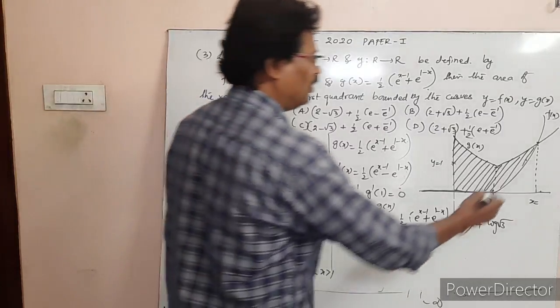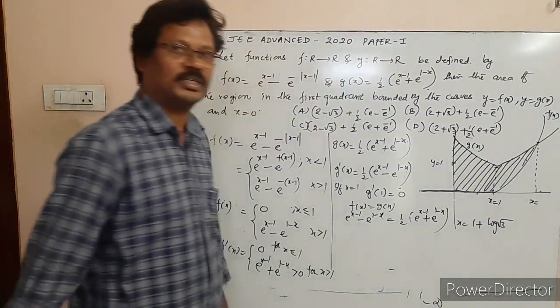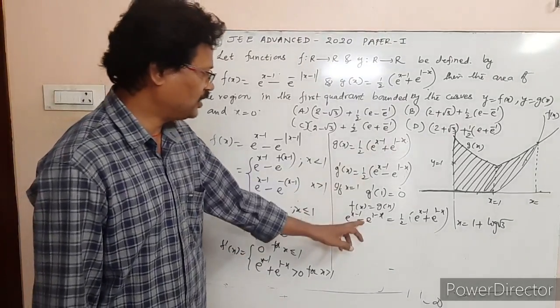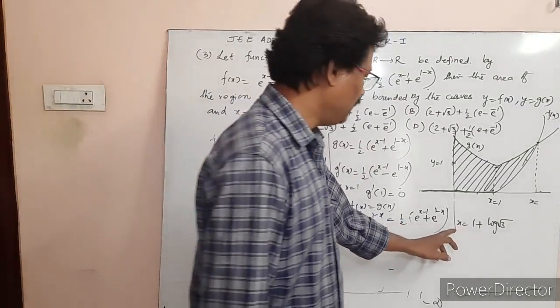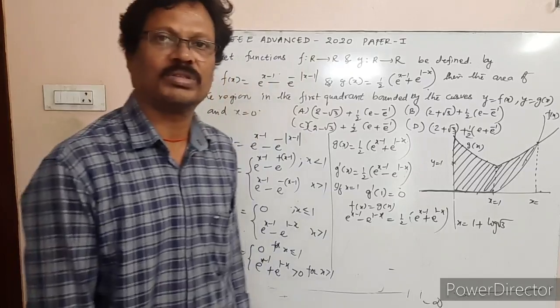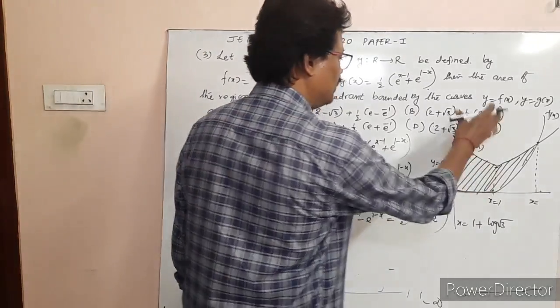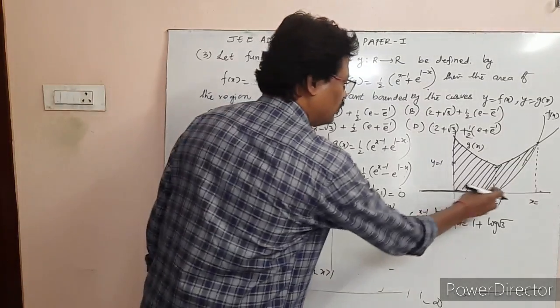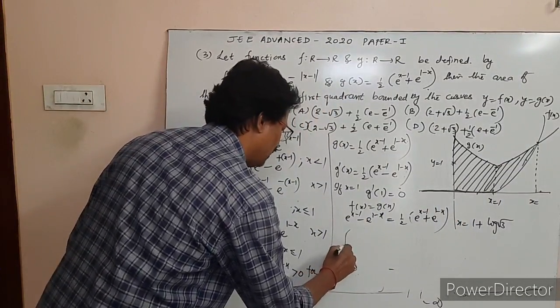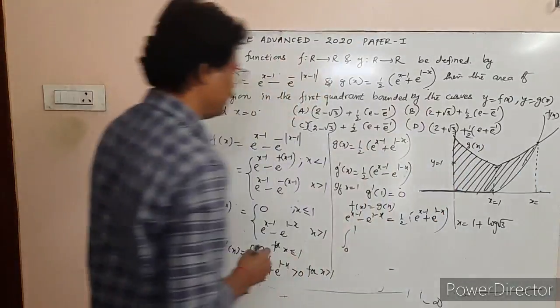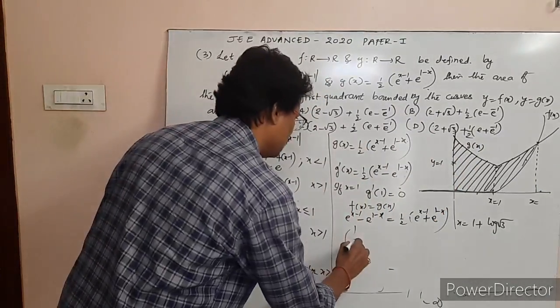Now, what is the intersection point? Let us solve f(x) and g(x). If we solve these two, we get x equal to 1 plus log root 3. Now let us see the area of this region from 0 to 1. From 0 to 1, that area is of g(x). What is g(x)? This is g(x).